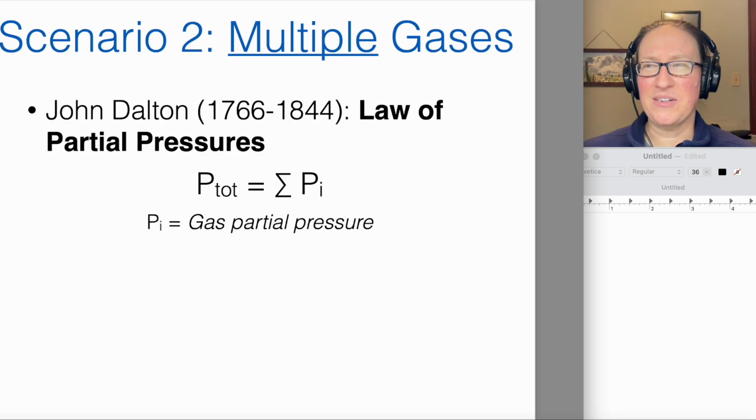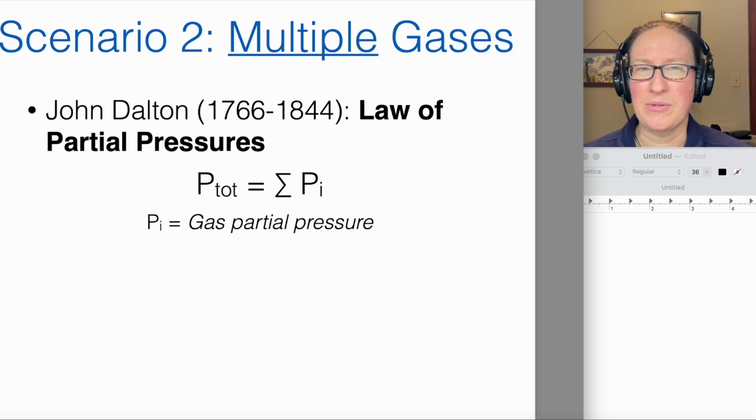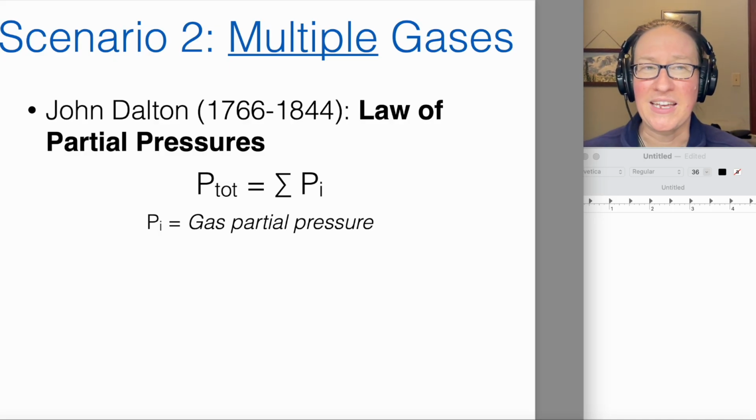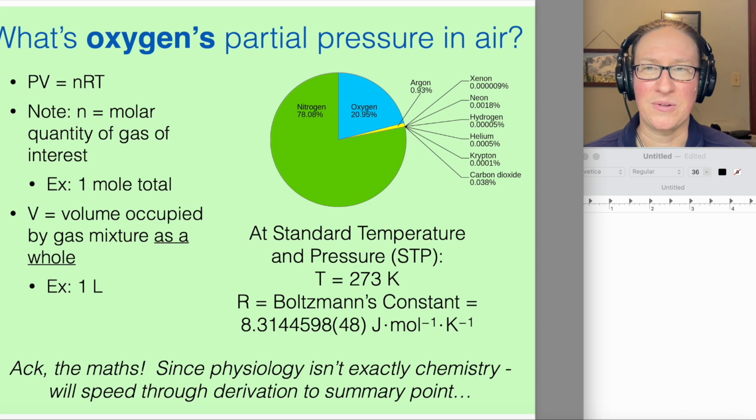But again, the air that we and other terrestrial animals breathe is not composed of a single gas, so we need to think about multiple gases simultaneously. Thankfully, to be able to do that, we can use Dalton's law of partial pressures. Dalton's law simply states that the total pressure is equal to the sum of the partial pressures of the individual gases that are found in that location.